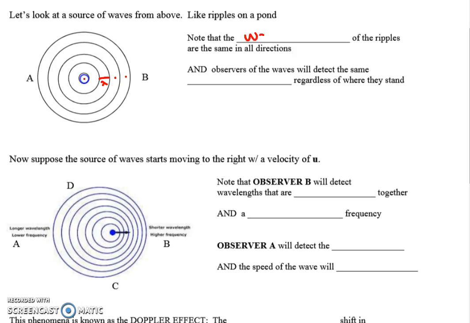With a non-moving source, you will notice that the wavelength of the ripples is the same in all directions. The waves don't propagate in one particular direction. If this is the surface of water, it would propagate in 2 dimensions. If this was sound, it would propagate in 3 dimensions as a sphere. But regardless, you would have equal wavelengths.